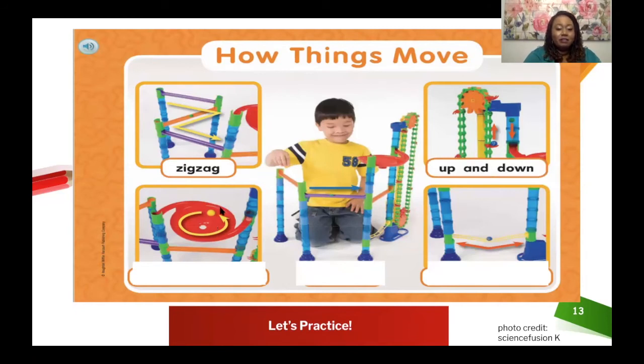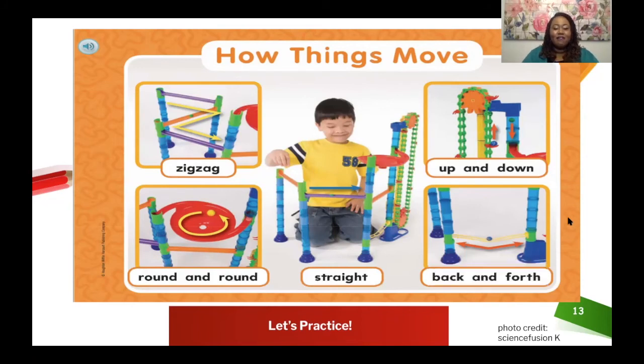Now let's look at this ball. It is going. Yes, if you said round and around, you are correct. Next one, let's look at this ball. It is going. If you said straight, you are correct. Now let's look at this ball. It's going. If you said back and forth, you are correct.